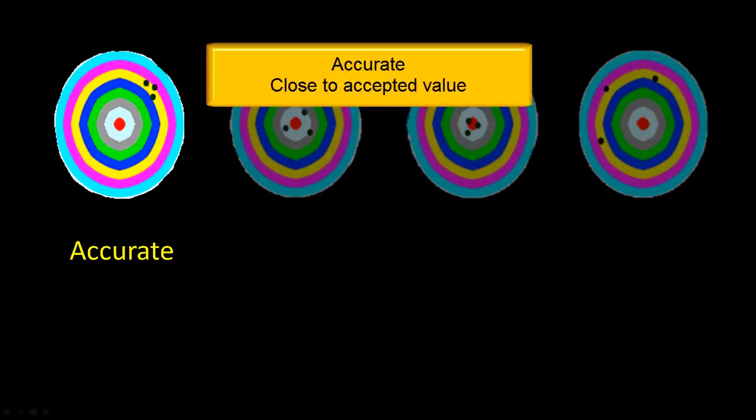Let's do some examples. We need to determine if the data points here are accurate and/or precise. Remember, accurate is how close the data is to the accepted value. On a bullseye, our goal or accepted value would be the center of the bullseye. Is the average of these data points close to the center? No, they are not, so they would not be considered accurate.